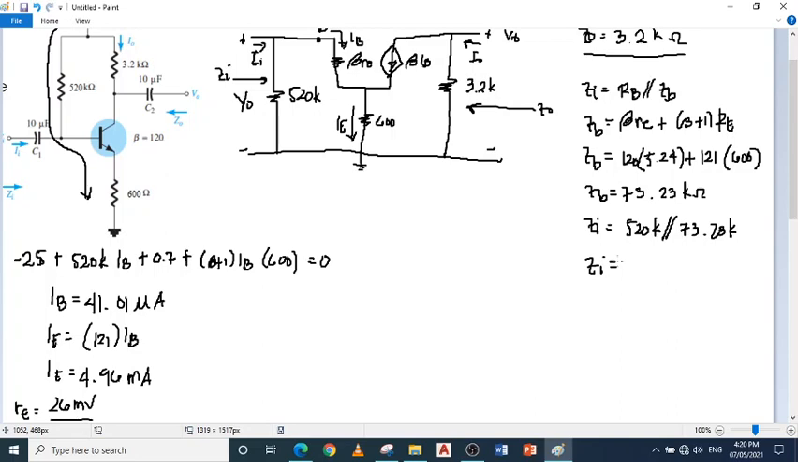So 520K times 73.23 K over 520K plus 73.23 K. Okay, so we have 64.23 kilo ohms. So that is our ZI.